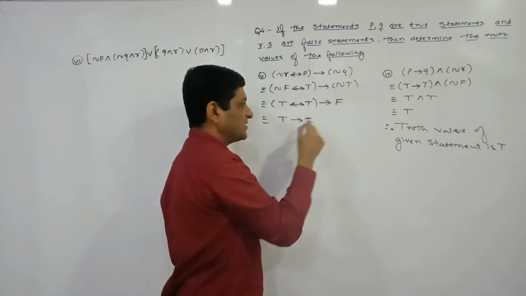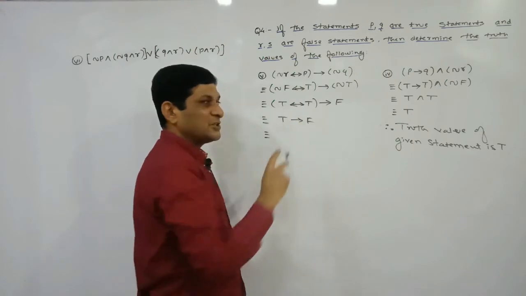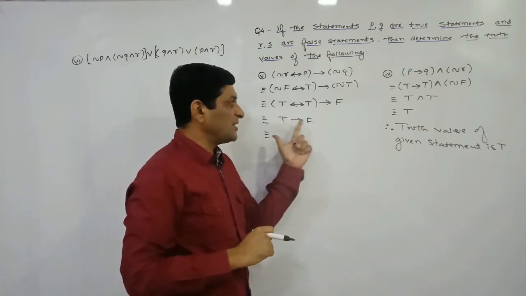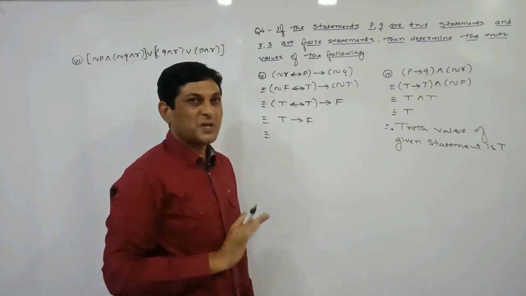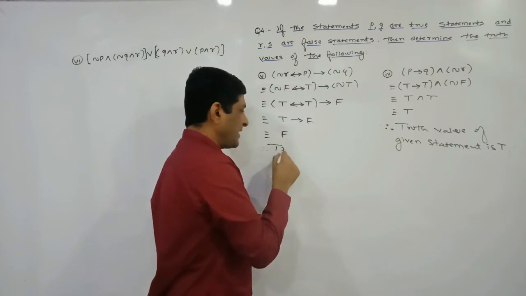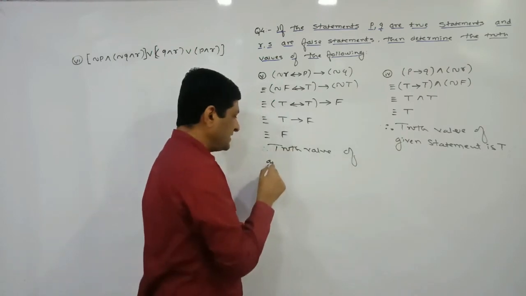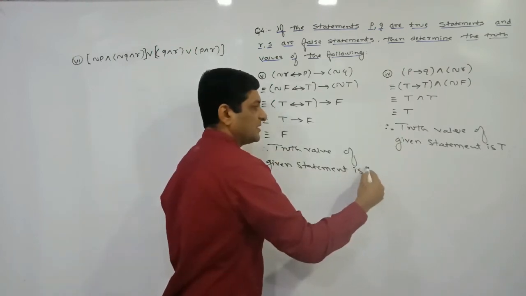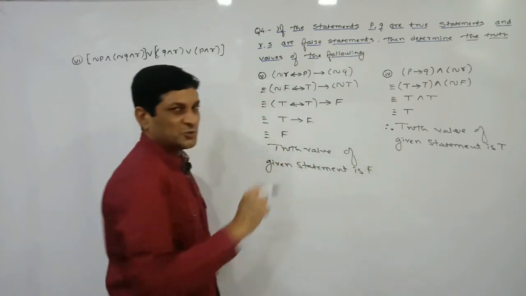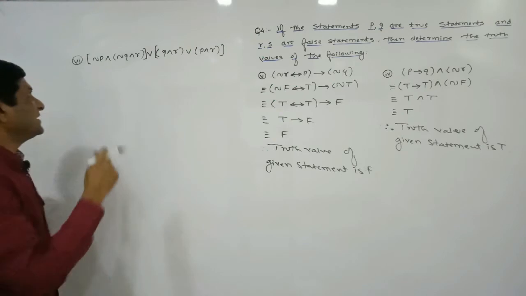Implication F, keep it as it is. And in case of implication, what important condition we have to remember? If first statement is true and second statement is false, at that time implication is what? False. So therefore truth value of given statement is F. In this way we have got truth value of this statement. Now see the next example.